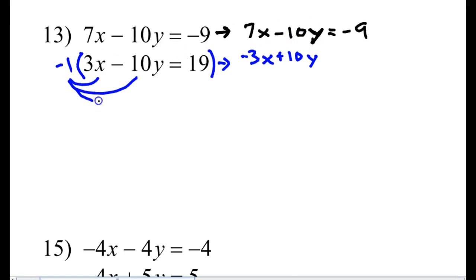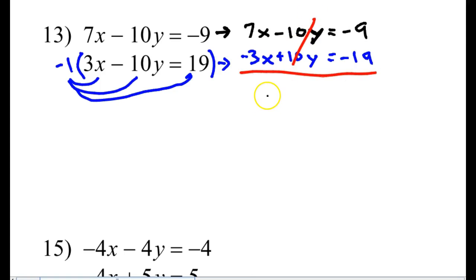And don't forget about the other side. This is often forgotten because it's new. We multiply everything on the whole equation. So we get equals -19. Okay. Now we have elimination. 10 minus 10 is 0, or -10 plus 10, 0, eliminated. 7 minus 3, 4. And -9 and -19. -28, right? And you can see 4 goes into -28 evenly, and you can finish up the problem.